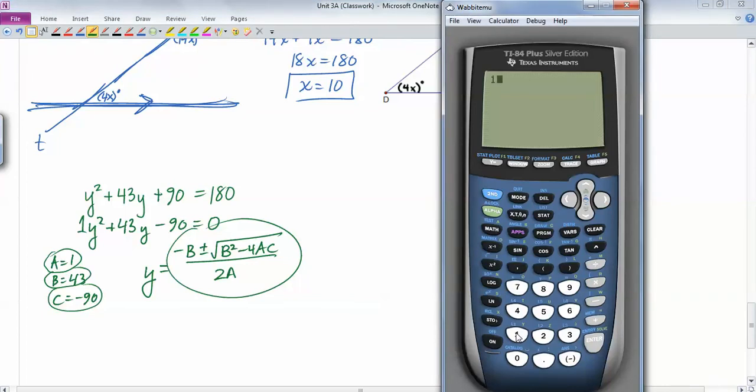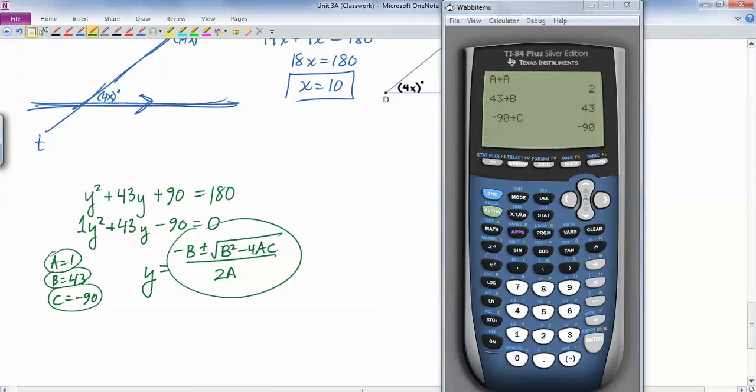So I'm going to hit 1, and then I'm going to hit this button down here that says store. And then if I hit alpha A, notice the green A right there, and hit enter, now it's stored as 1. So anytime I hit A, like if I did A plus A, it'll say 2, right? So A is 1. I want to do 43 and store it as b. Okay, and I want to do negative 90. Make sure you hit the negative, not the minus, and store it as c.